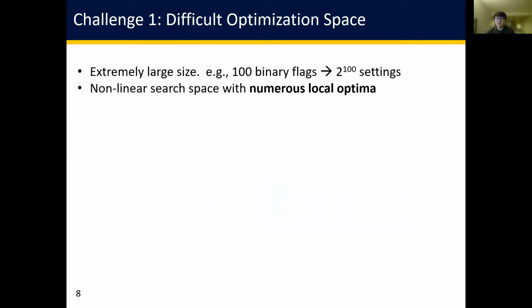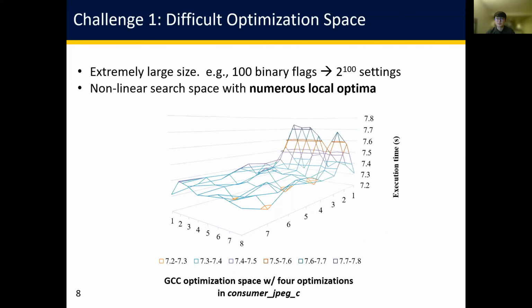First, the optimization space is excessively large and complicated. If we have 100 binary flags, the possible combinations would be 2 to the 100, which would be impossible to explore even a significant fraction of.